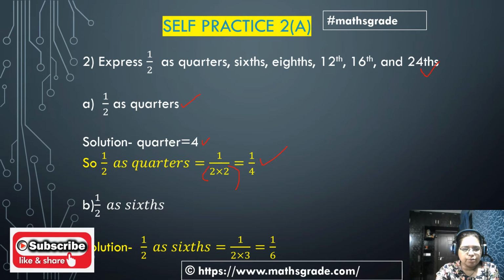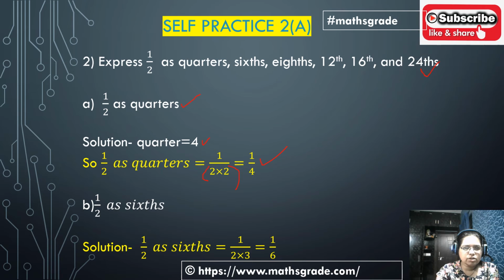Now the second part, (b): 1/2 in 6ths. We know 6th is 6. So half in 6ths: 2 multiplied by 3 gives 6, so 1 multiplied by 3 over 2 multiplied by 3 equals 3/6. So we have expressed 1/2 in quarters as 2/4, and 1/2 in 6ths as 3/6.